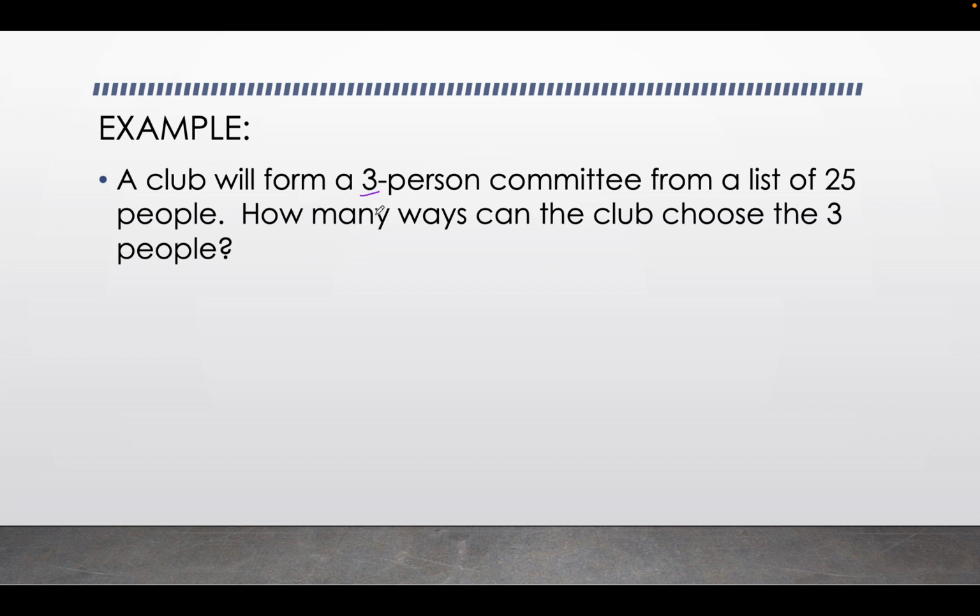In this case, we're forming a 3-person committee, but we're not identifying them as president, vice president, secretary. So in this case, the order does not matter. We have 25 people in the club. 3 of them are being chosen for the committee, but we're not giving them a specific role. So if I do that with my calculator, type 25 in first, math, scroll over to probability, option 3 for the combination, and then 3 people on the committee.